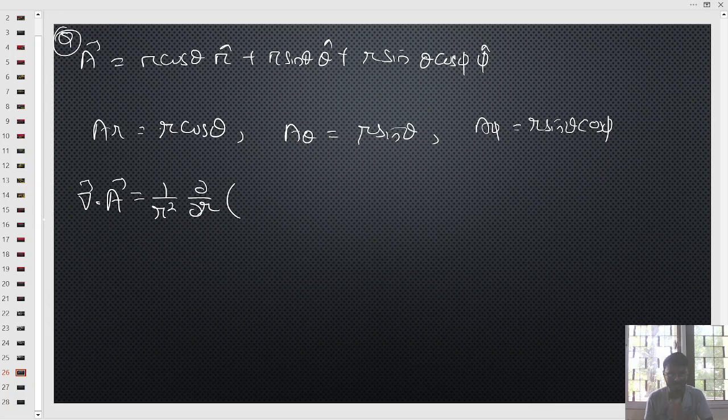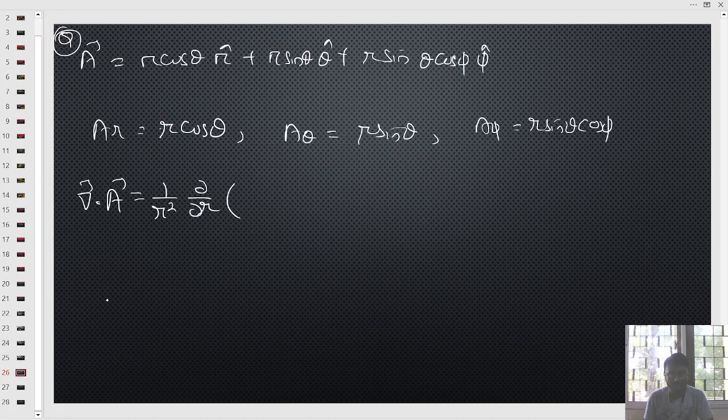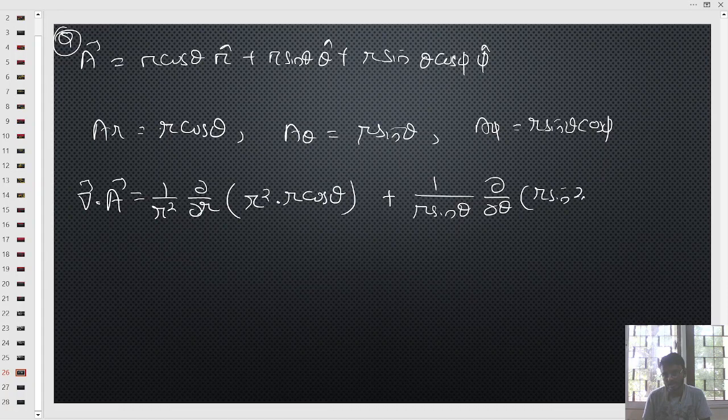r square A_r is there. See, I have written here r square A_r. You have to write it like this. So what will it become? It will become r square into r cos theta, isn't it? Plus the second one is 1 upon r sin theta, del upon del theta, that is your r sin square theta, that is A theta.